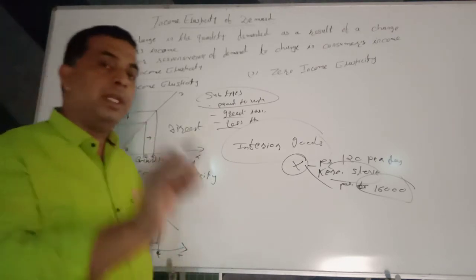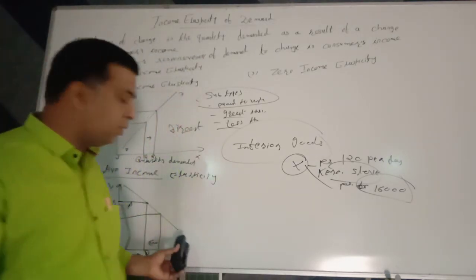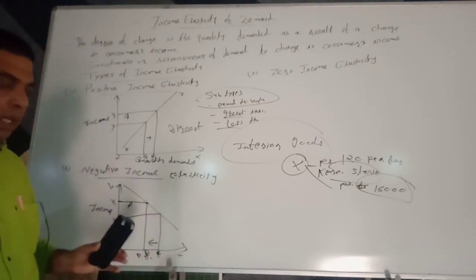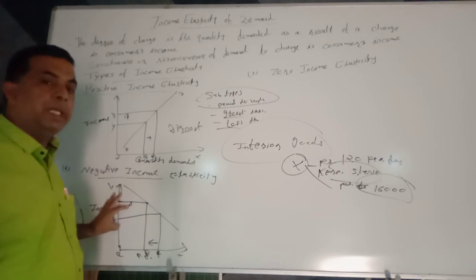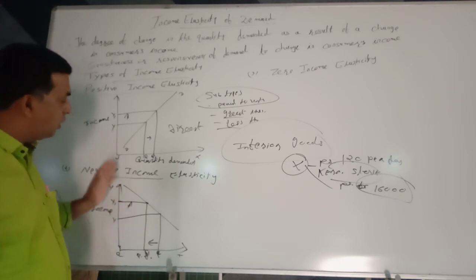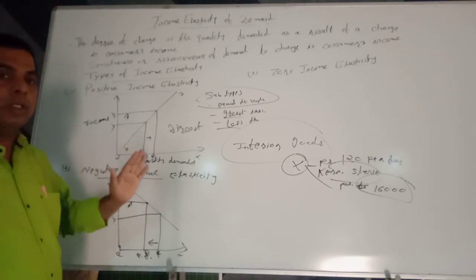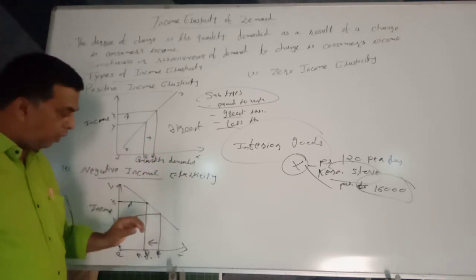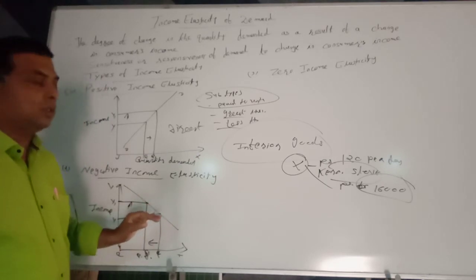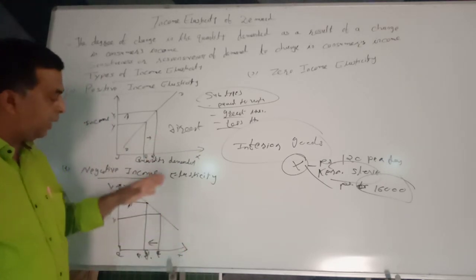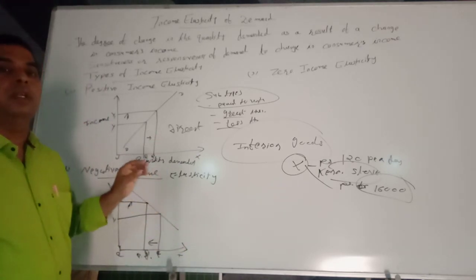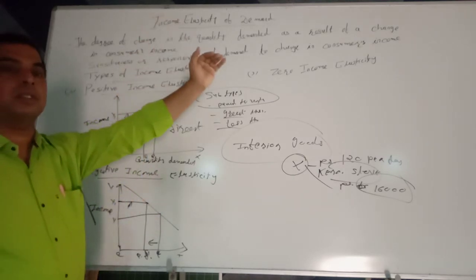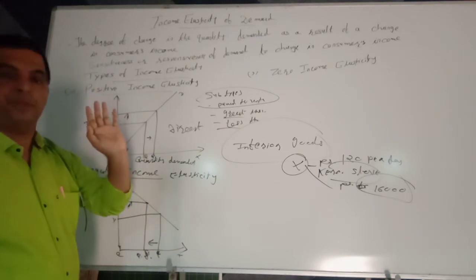That is what we are indicating with the help of the diagram. When the income of poor people increases, they will switch over to a better quality of product. Therefore, for inferior goods the demand will fall, and it is known as negative income elasticity of demand. Income increases, demand falls.